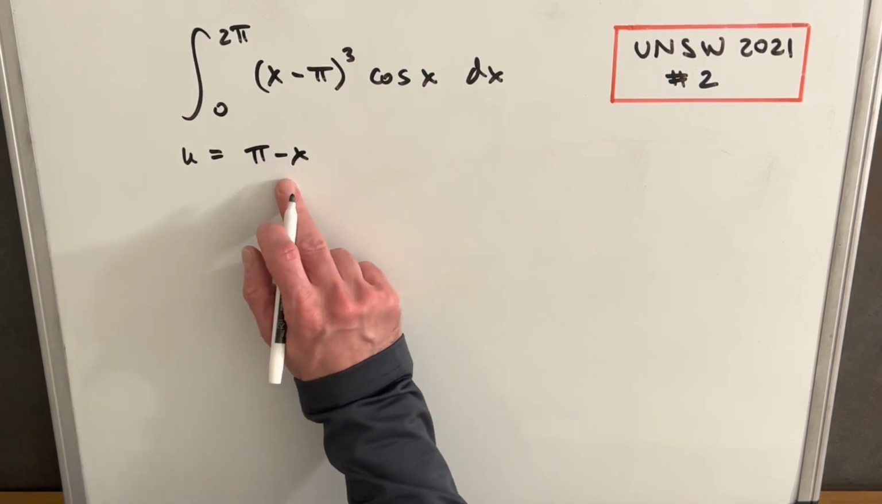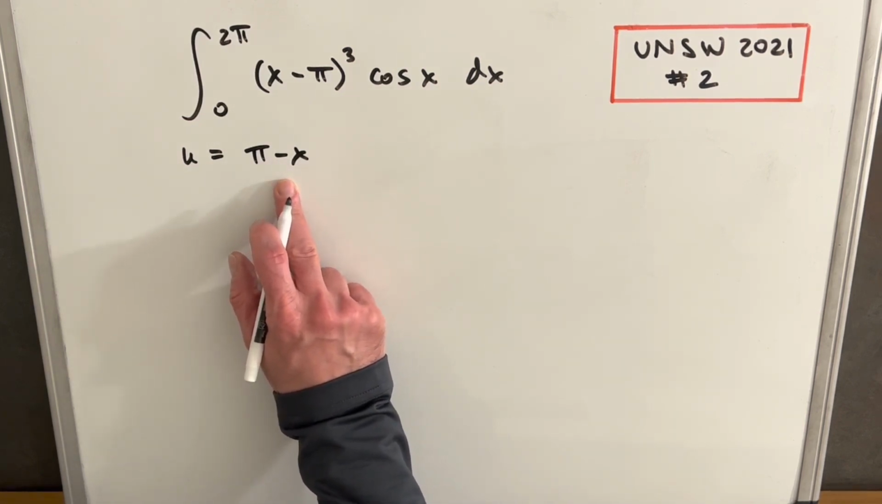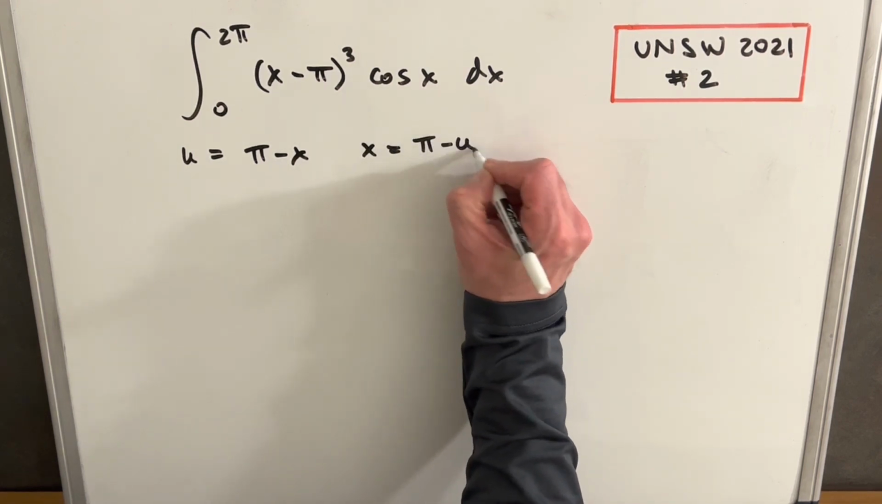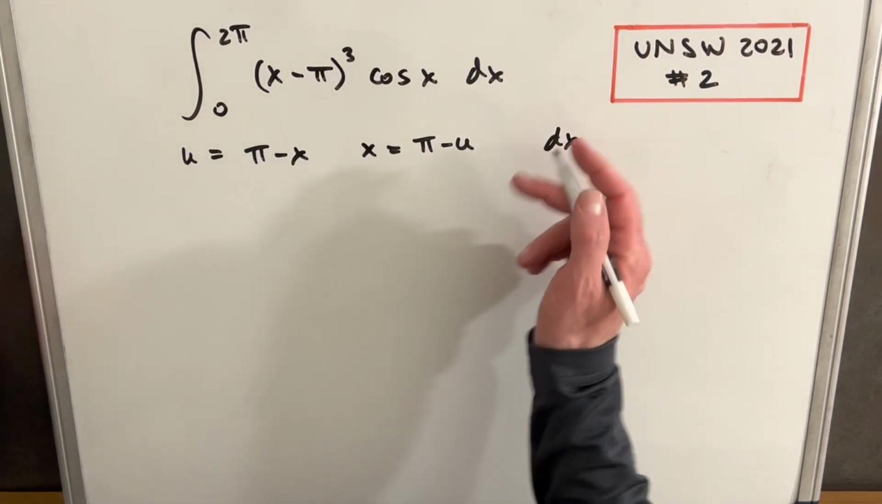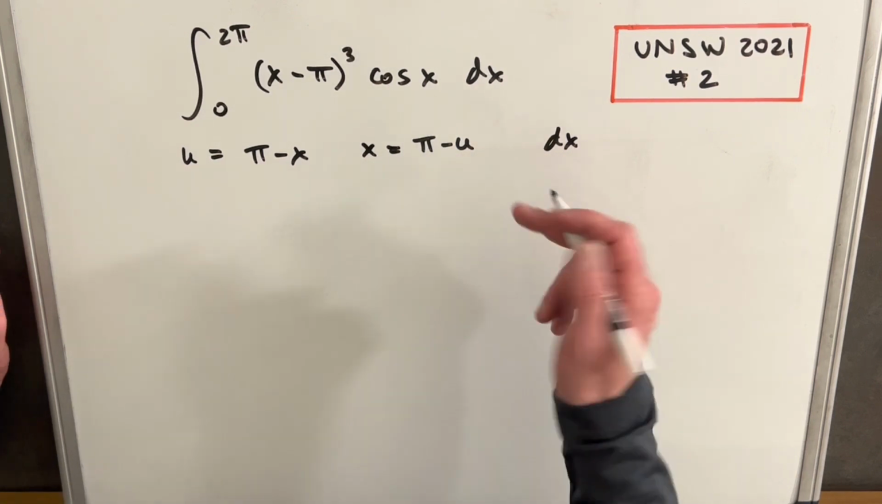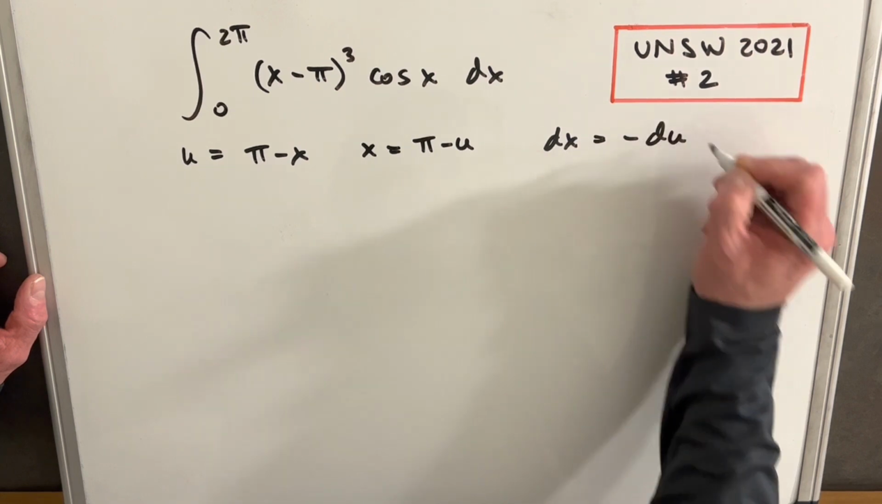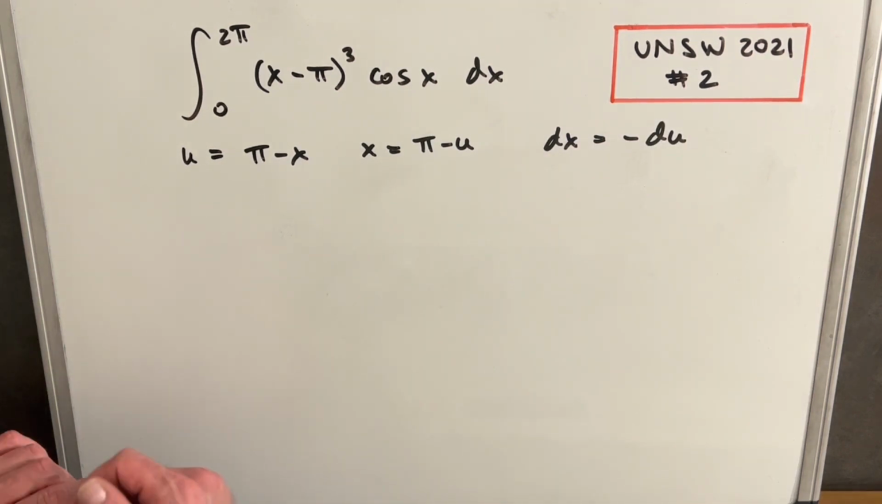So if we do u equals pi minus x, then x is going to be pi minus u. dx is going to be, derivative of pi is 0. Derivative of minus u is just going to be a minus du. And then let's just make this substitution and see how it goes.